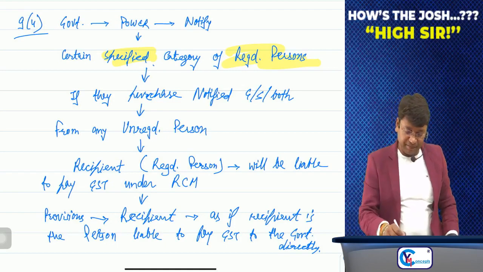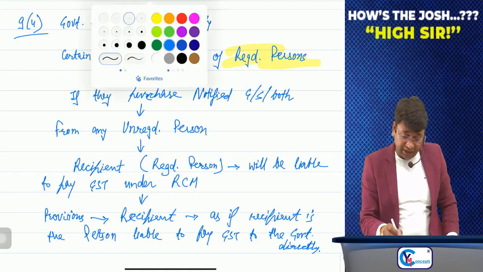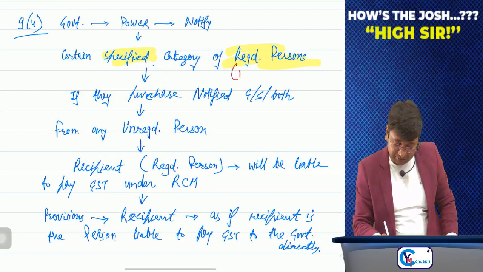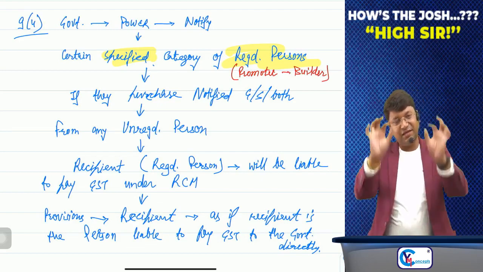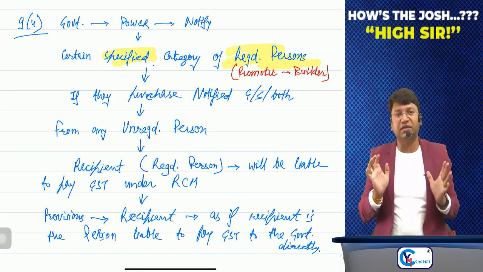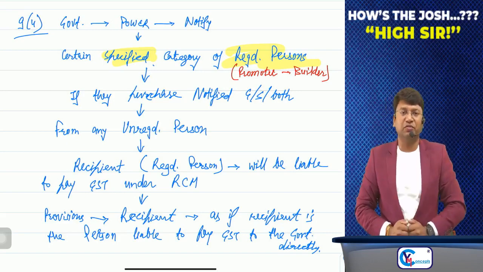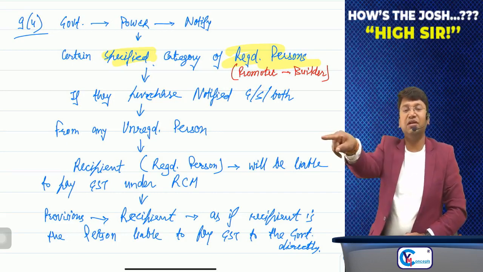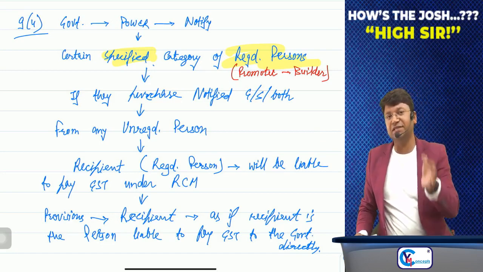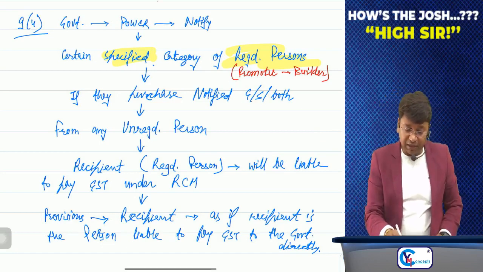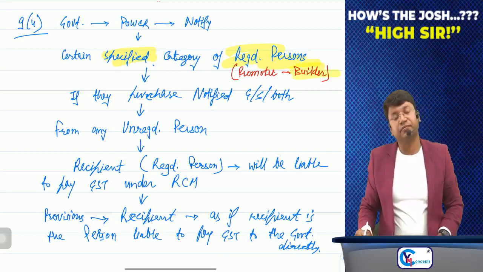And at present only one category of registered person is notified, which is called promoter, and in common sense we say him builder. Promoter is the only category of registered person who is notified under section 9 subsection 4, and if he buys the notified category of goods or service or both from an unregistered person, then section 9(4) will apply and reverse charge mechanism will be applicable in such case, but only in case of builders it is applicable as of now.